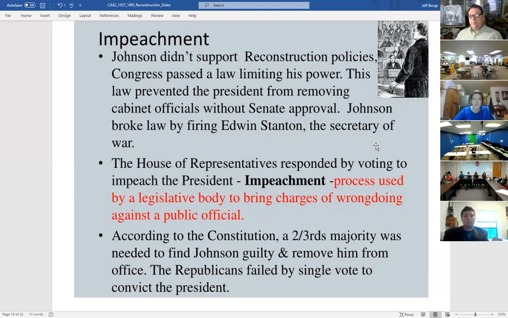So Donald Trump is the third president in our history to have been impeached. Andrew Johnson, the vice president of President Lincoln, who became president after Lincoln was killed, was the first president to be impeached. Does anyone know who the second president to be impeached was? Bill Clinton. Bill Clinton, that's right.